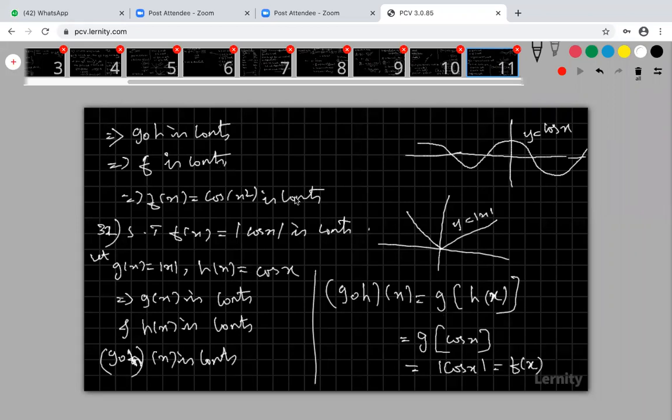So now g composition h of x is equal to f of x. Now I have already proved that g composition h is continuous. This is nothing but this. Therefore, my conclusion is f of x is continuous. What is f of x? This is my f of x. This is continuous. Are you okay? Please take that.